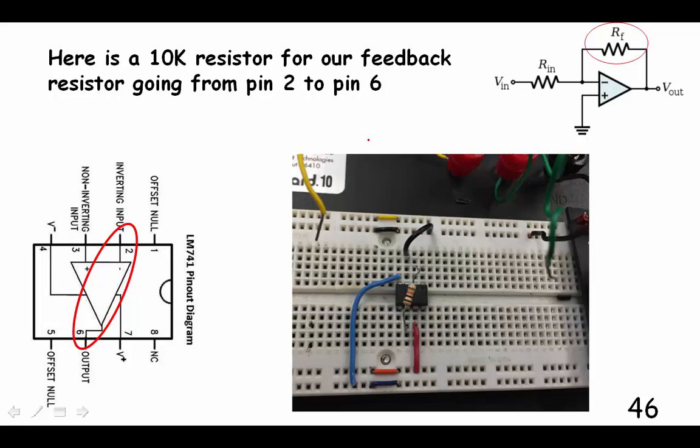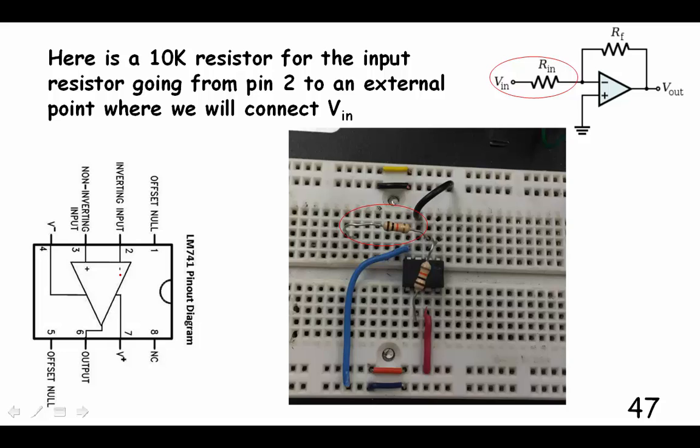Very important. Okay, here's the feedback resistor going from the output. There's the output pin, which is pin 6, and the negative input, which is pin 2. So there it is going from pin 2 to the output pin, pin 6, and I just put in a 10K resistor for that, just for this demonstration.